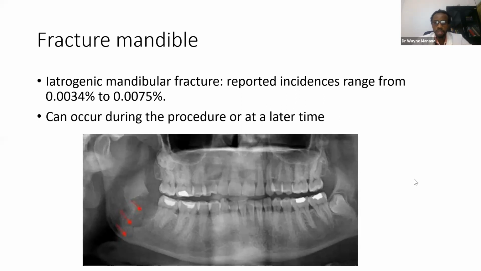It's thought that the wisdom tooth, the fact that it occupies some space within the mandible, creates a potential weakness. In fact, we also know that fractures of the angle of the mandible for other reasons, such as road traffic accidents, are more common compared to many sites. One of the hypotheses is the impacted wisdom tooth, which creates a potential weak point. Most of the fractures of the mandible occur during the procedure or later in time.